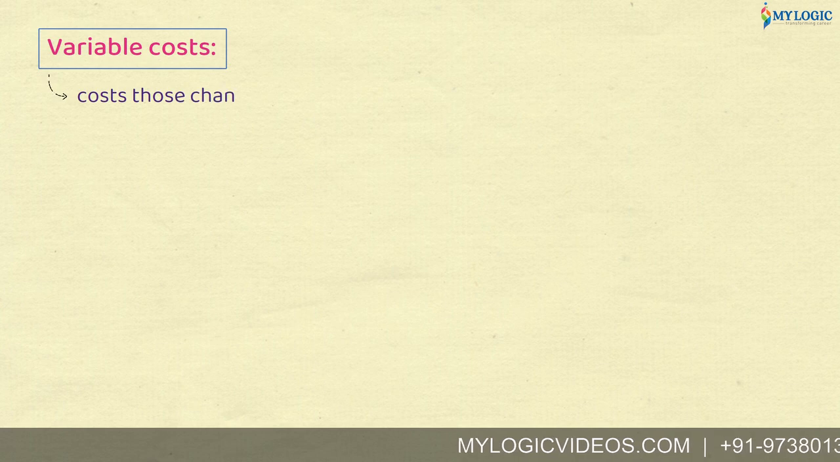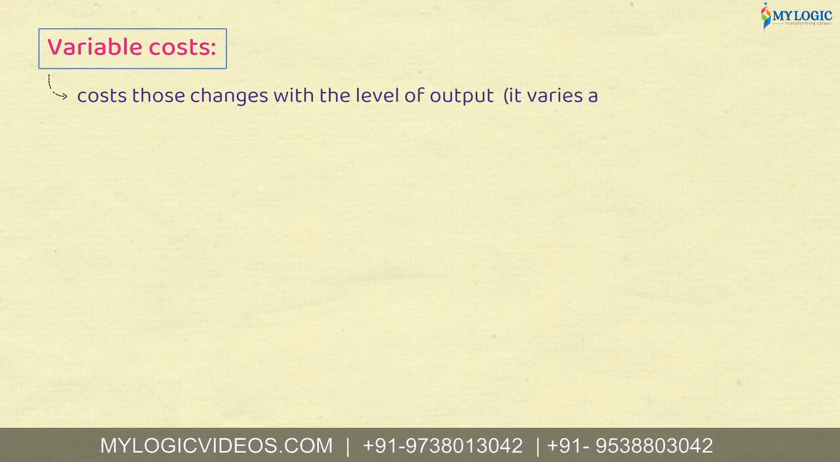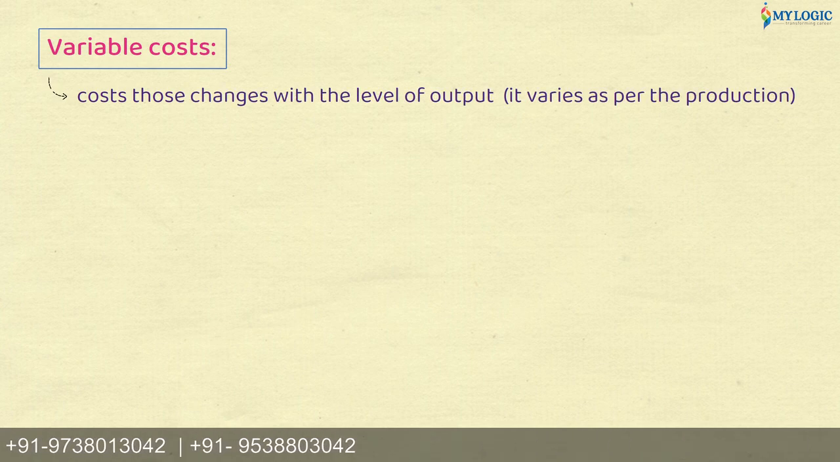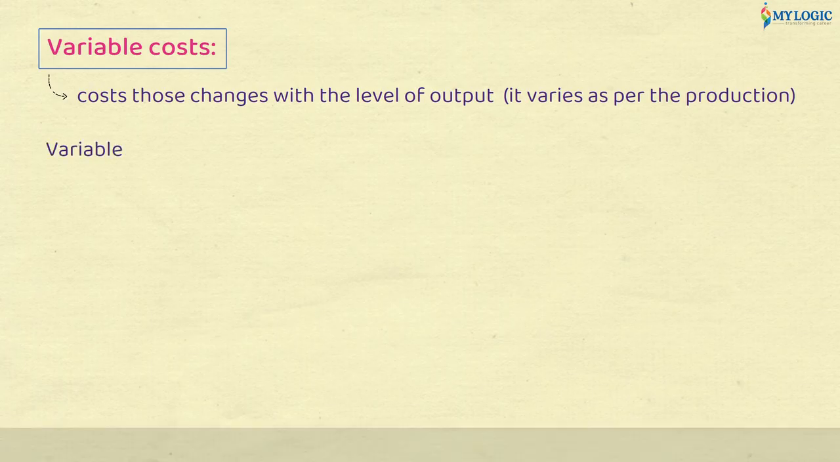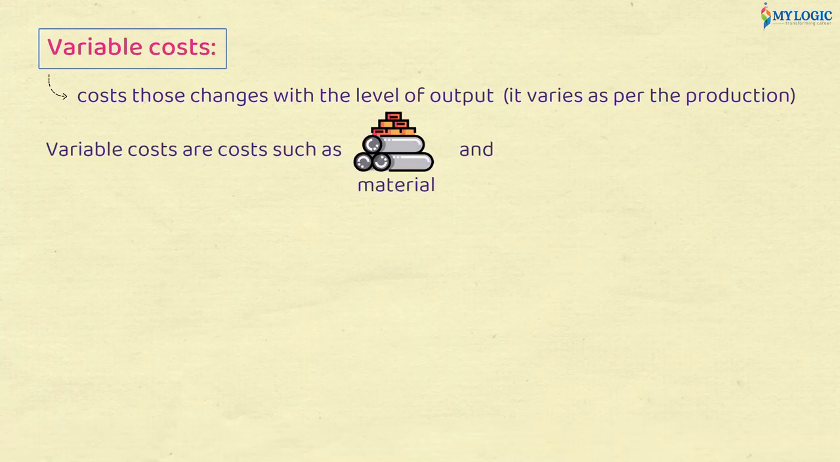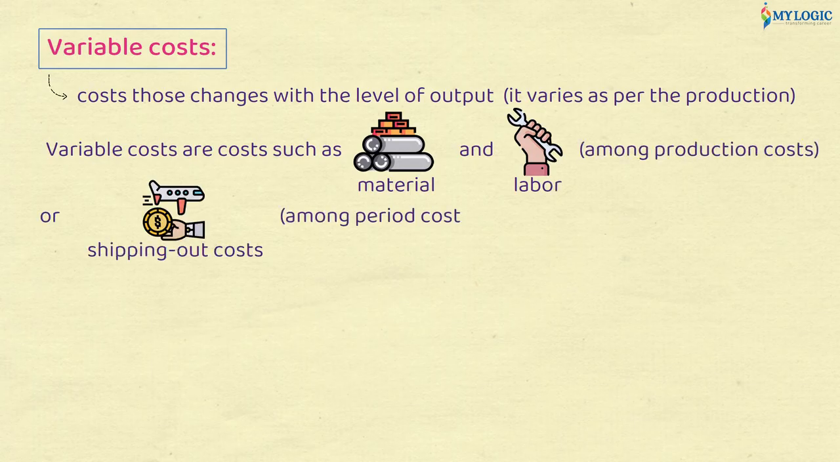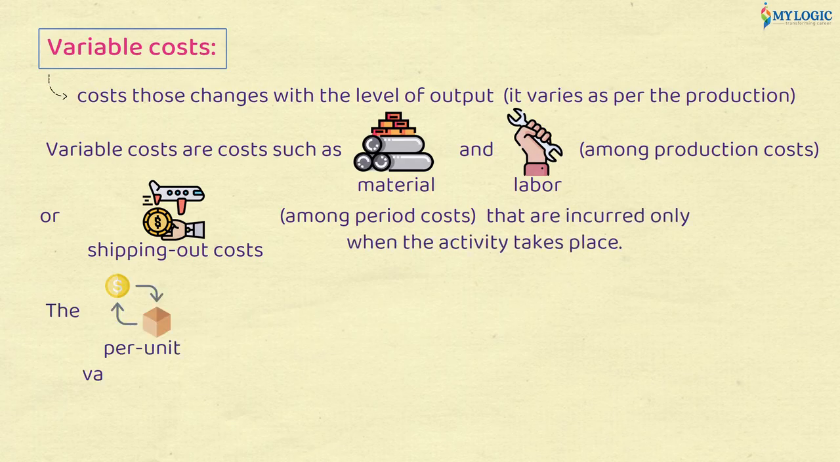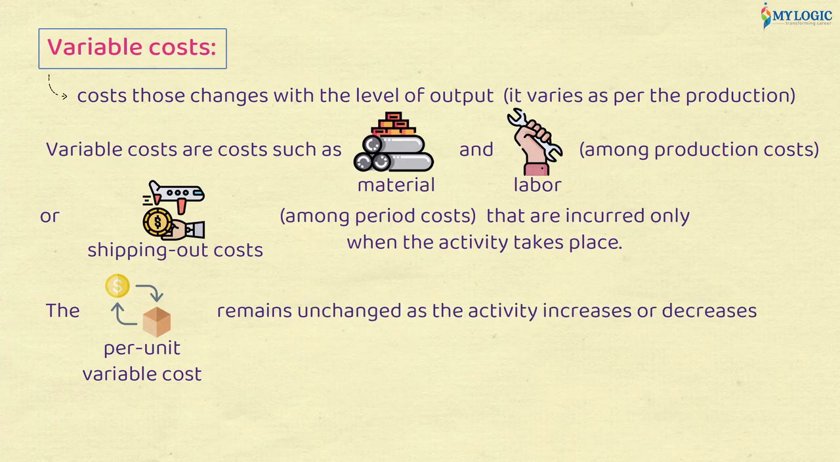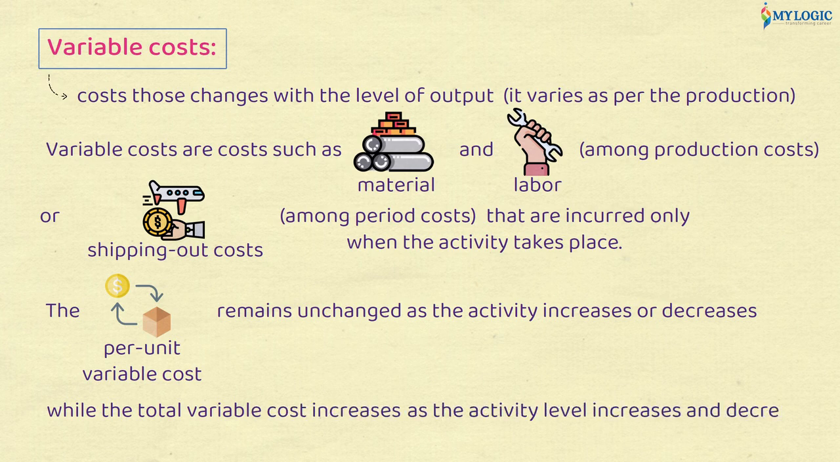Variable costs. Variable costs change with the level of output. It varies as per the production. Variable costs are costs such as material and labor, among production costs, or shipping costs, among period costs, that are incurred only when the activity takes place. The per unit variable cost remains unchanged as the activity increases or decreases, while the total variable cost increases as the activity level increases and decreases as the activity level decreases.